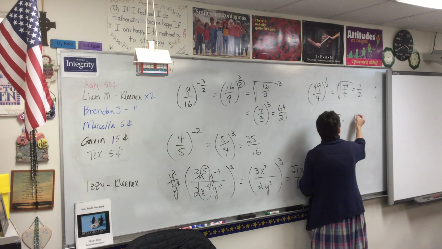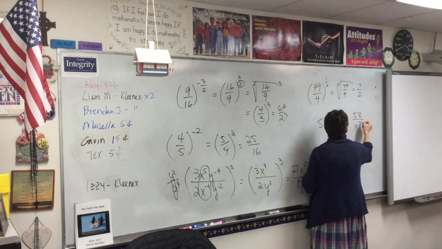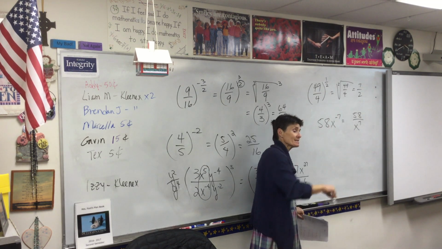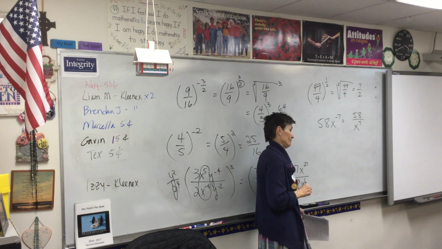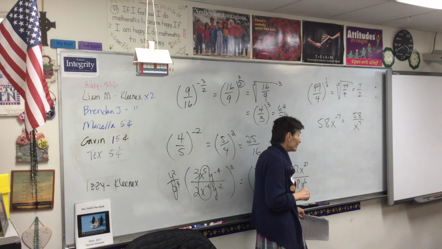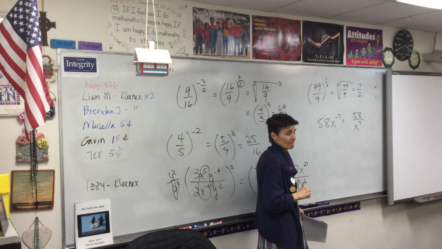58 x to the negative 7th is going to be 58 over x to the 7th. And if you miss that, I'm going to publicly humiliate you. Do not miss this problem. Yeah. We got to stop missing this. This is easier.